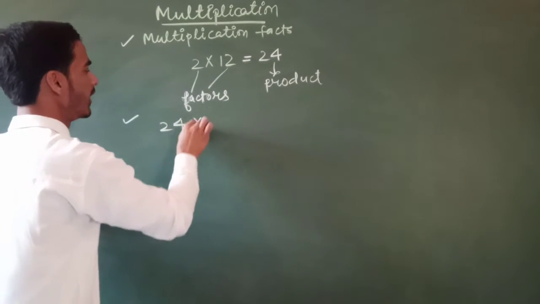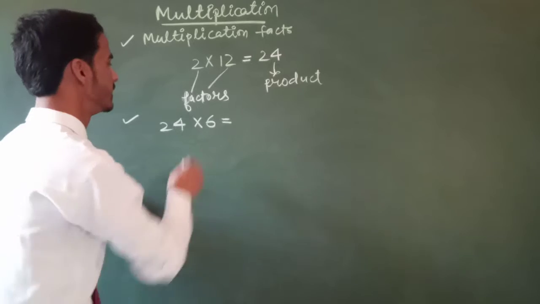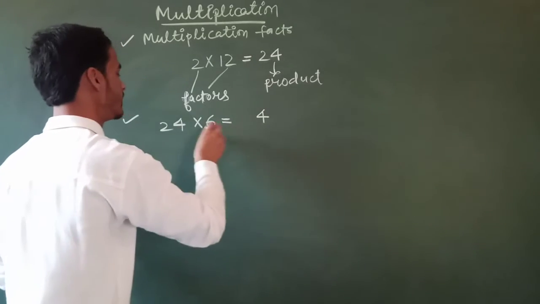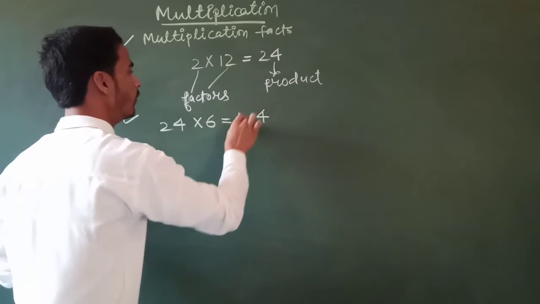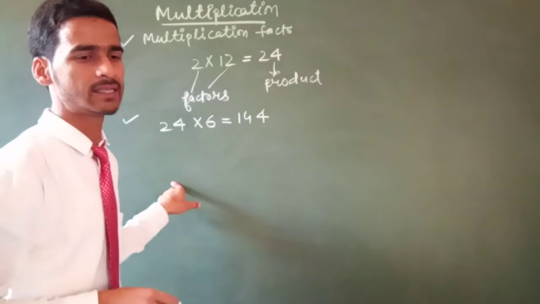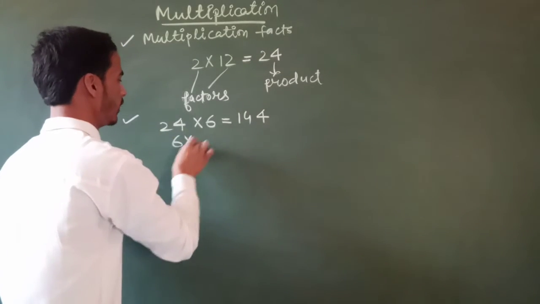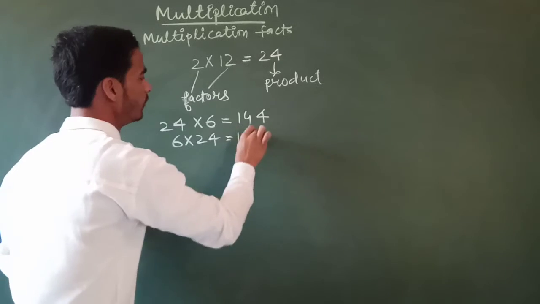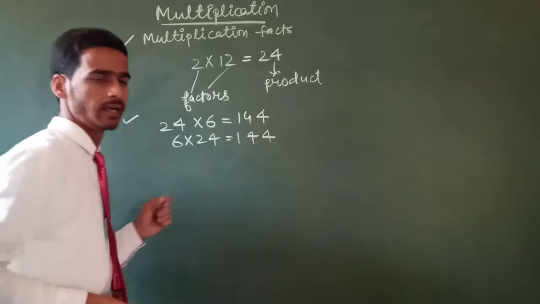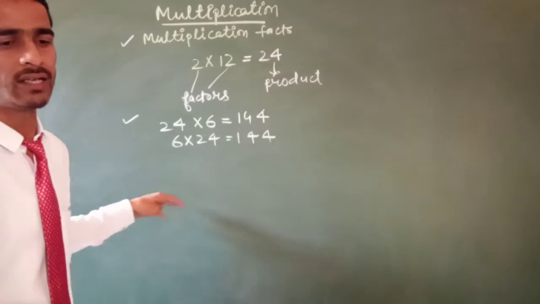24 multiplied by 6. 6 times 4 is 24, 6 times 2 is 12 plus 2 carried is 14. So 24 multiplied by 6 is 144, and when we multiply 6 by 24 that is also 144. Both are the same. You can see here that both are the same.